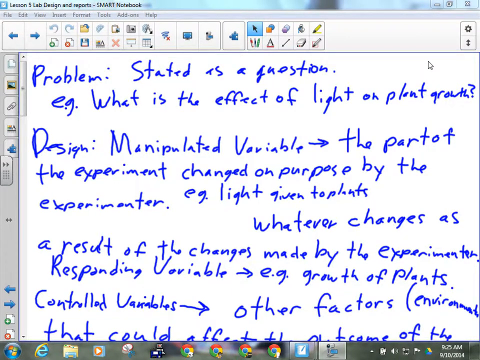So when we start out a lab report, we start out with the problem. And the problem is always stated as a question. It's just like Jeopardy. You won't get it right if you don't phrase it as a question. So the example here, which would be very simple: What is the effect of light on plant growth? Let's say we're investigating that problem.